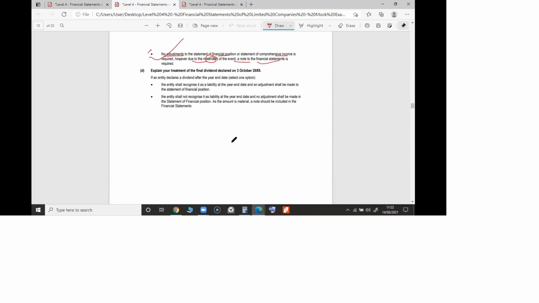Let's see the last one. What did they say? No adjustments to the financial statements required. However, due to materiality of the event, a note to the financial statements. That should be the answer, shouldn't it? Yeah, that's the answer, but you need to write it down in the exam script.